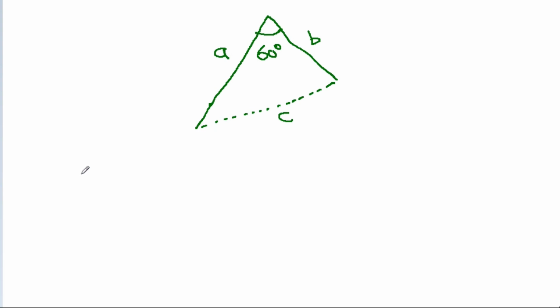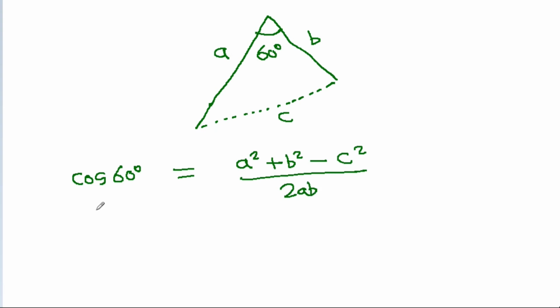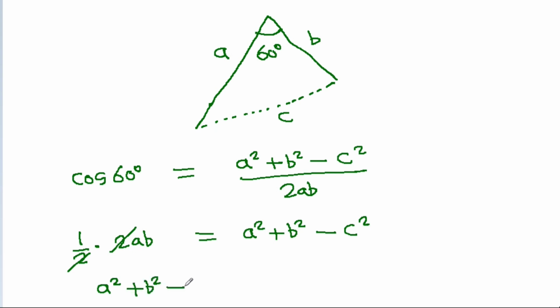Then by cosine rule, cos 60 degree will be equal to a square plus b square minus c square by 2ab, and cos 60 degree is 1 by 2, so times 2ab is equal to a square plus b square minus c square, and 2 will get cancelled. So a square plus b square minus ab is equal to c square, and c square cannot be negative, so a square plus b square minus ab cannot be negative.